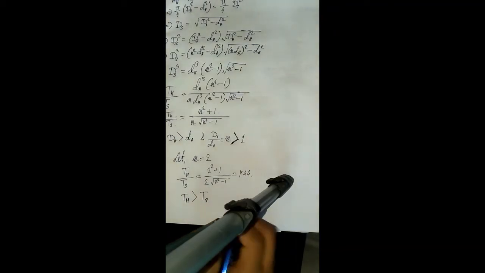So from this concept we can write that the torque transmitted by the hollow shaft is obviously greater than the torque transmitted by the solid shaft. So we can say that the hollow shaft is stronger than the solid shaft.